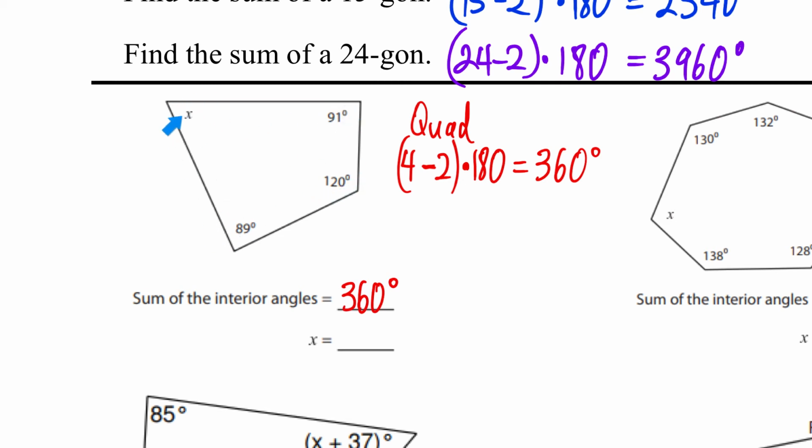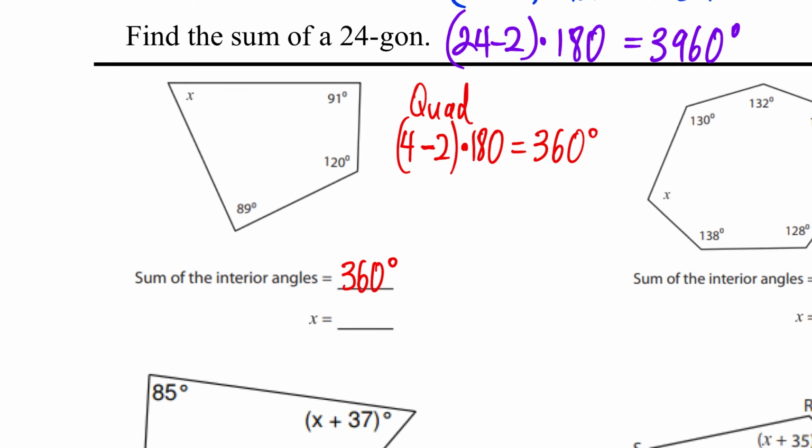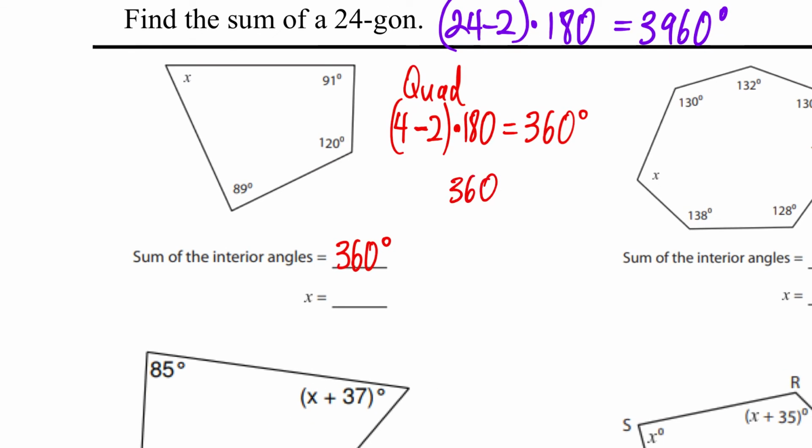So how can I find this one missing angle here? Good. So I'm going to do 360 minus 89 minus 120 minus 91. See, all I did was take the total number of degrees, 360, and subtract these three off, and whatever's left is going to be the measurement of this angle right here. So 360 minus 89, that's where that came from. 120, that's where that came from, and then 91. And what does this leave you? 60. Gives you 60 degrees.